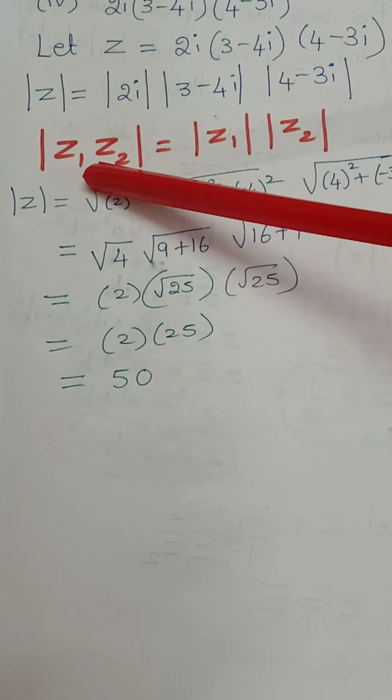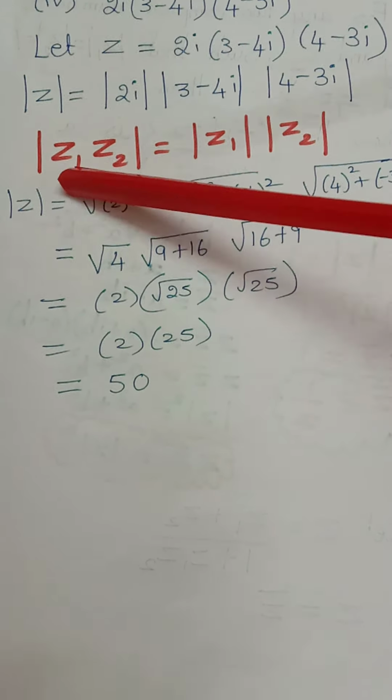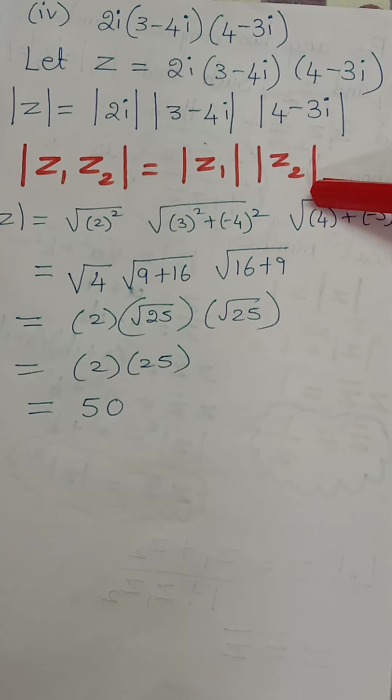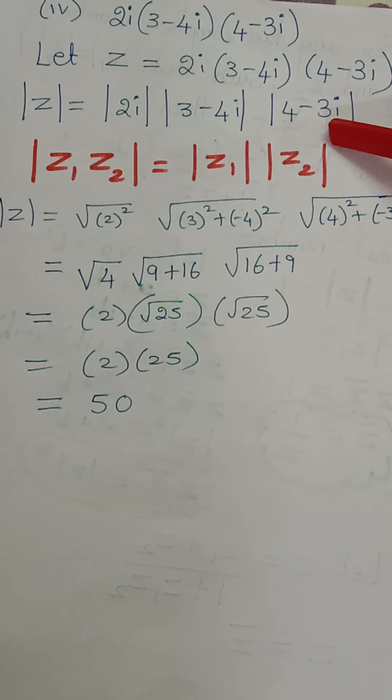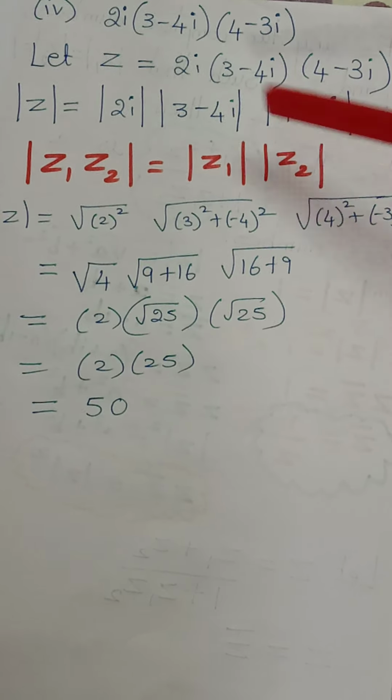By using this property. In properties we have seen the product of 2 complex numbers. For that, if you find out the modulus, it is equal to the modulus of the first complex number into the modulus of the second complex number. But actually we have 3 complex numbers here, that means we can split the modulus into 3 parts. That's why I have split it into 3. So separately you will find the modulus, and those answers will be multiplied.